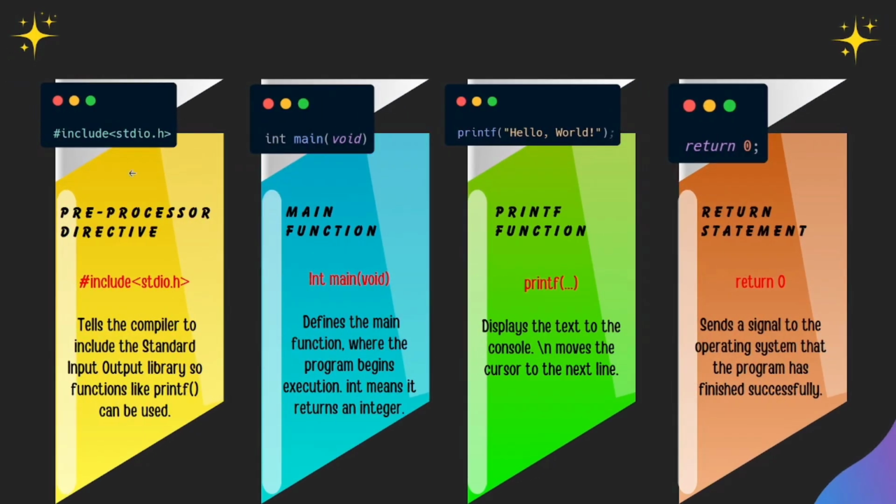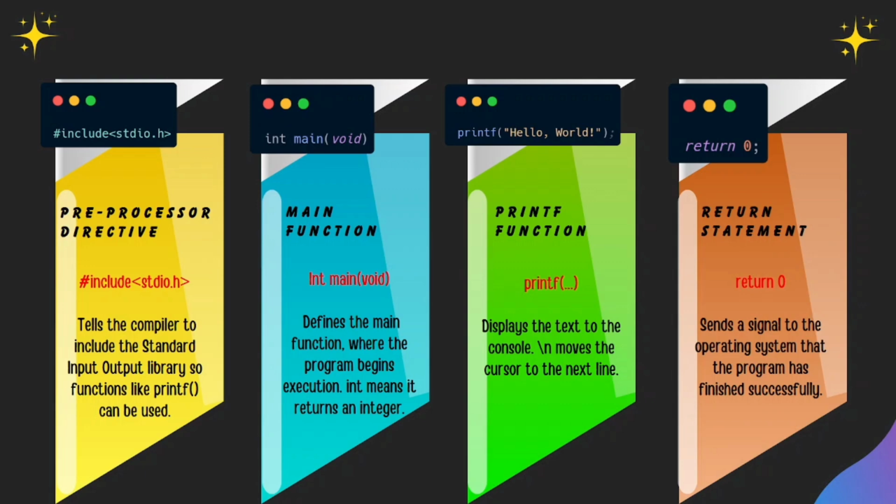Now, first of all, this hashtag include stdio.h. This is basically called a preprocessor directive. What do we do with this? First of all, this basically enables us to do input and output in the program. First of all, std means standard and IO means input and output. Using this, we can use different functions, for example, scanf, printf, putf, getf, and all of these things.